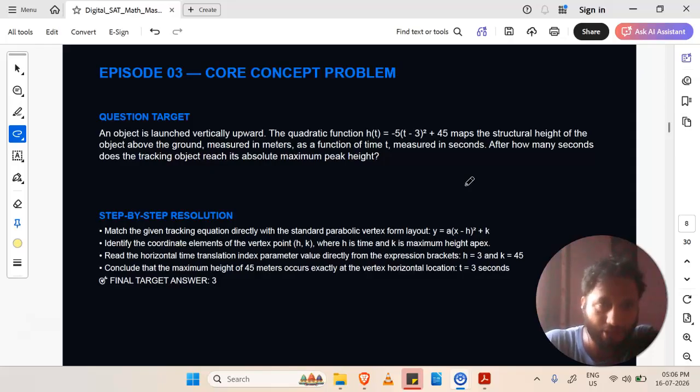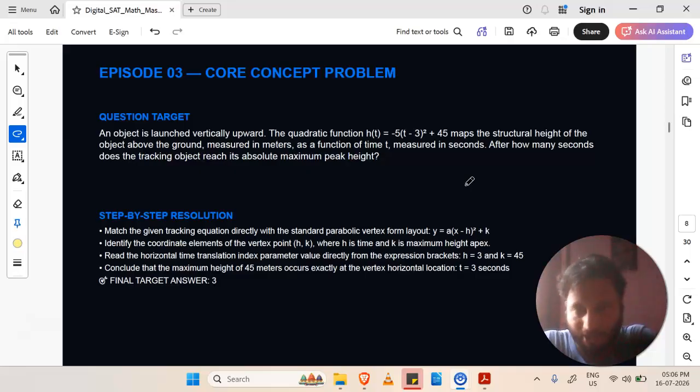Let's have a look. An object is launched vertically upwards. Quadratic function h(t) is minus 5 (t minus 3) whole square plus 45. It maps the height of the object above the ground. Units are meters as a function of time t. Time t is measured in seconds. After how many seconds does the object reach its absolute maximum peak height?